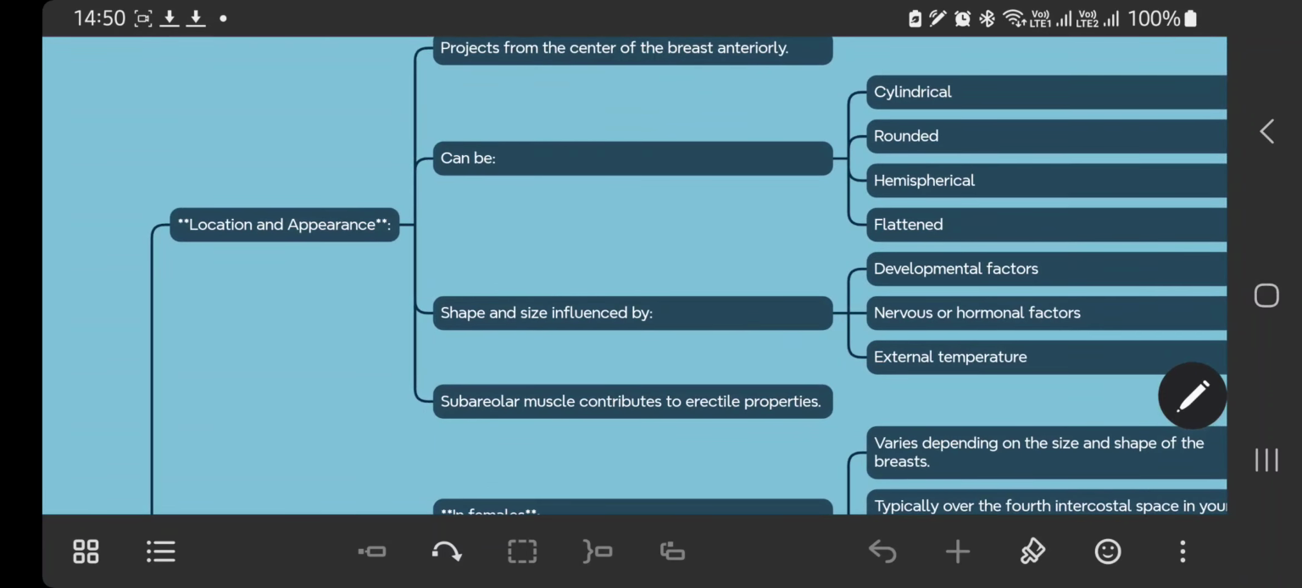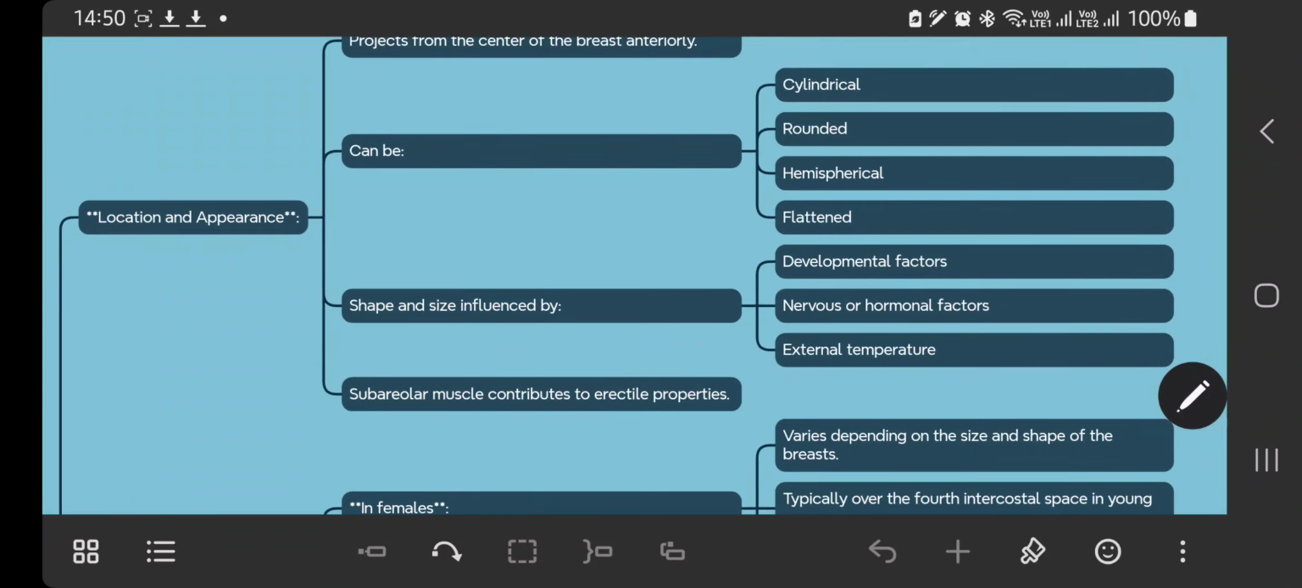The shape and the size of the nipple is influenced by the developmental factors, nervous or hormonal factors, and the external temperature. The subareolar muscle contributes to the erectile properties.